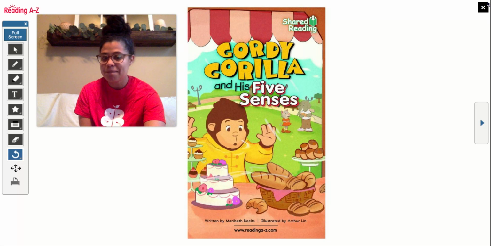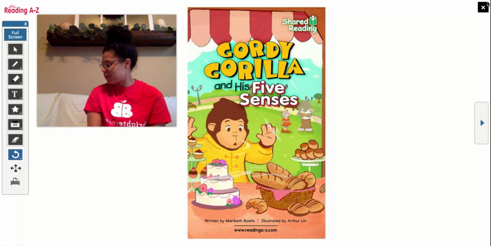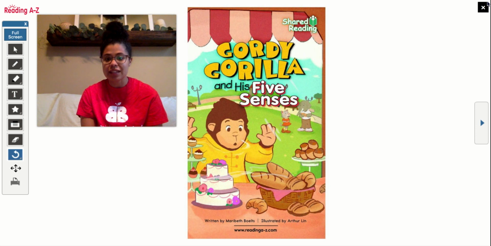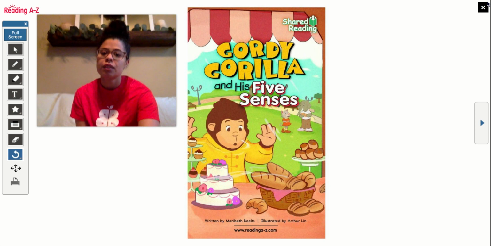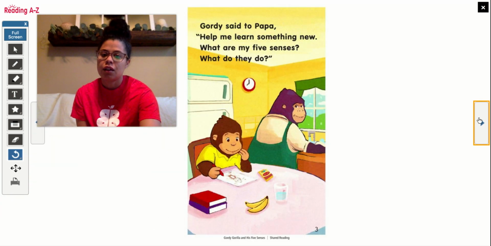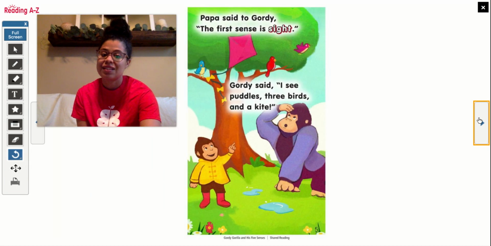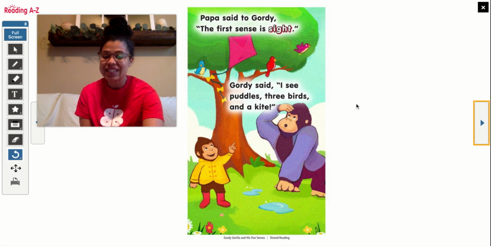Are you ready? The first question I have for you is, what was the first sense Gordy used? I remember on page 5 that Gordy was using his sight to see the birds, the puddles, and a kite. So the first sense that Gordy used was his sight. Did you see how I used the book in order to find my answer? We call that using your text evidence. I got evidence from the story.